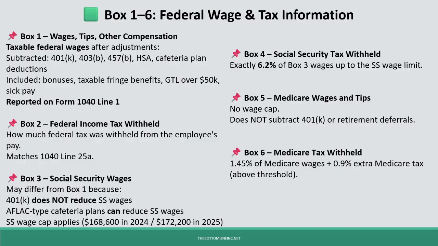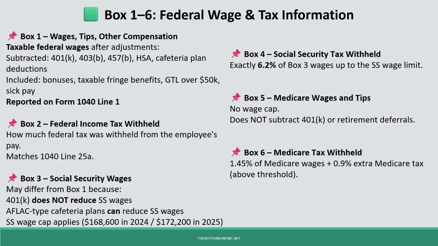Oftentimes people say this is a tax on the poor or the middle income because once your income is over 168,600, you no longer pay Social Security wage tax. So there's a limit. Once you make $168,601, that $1 is not taxed for Social Security wages.